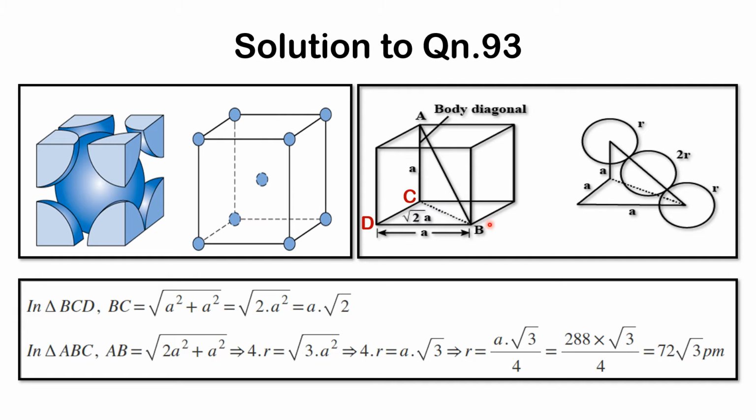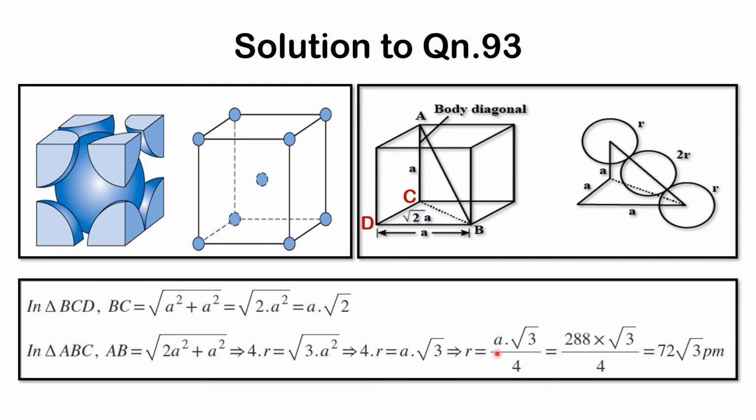The distance from A to B, as you see here, is 4R. So 4R is equal to the square root of BC square, which is 2A square, plus CA square, which is A square. So adding, I get 3A square. So 4R is equal to square root, A root 3. So the atomic radius R will be equal to A root 3 by 4.